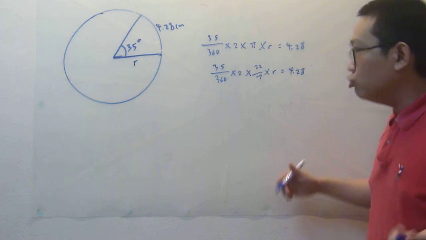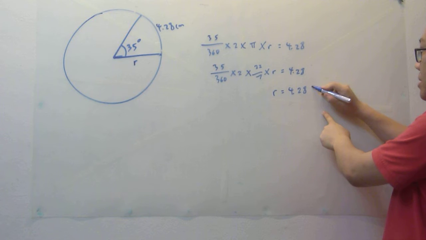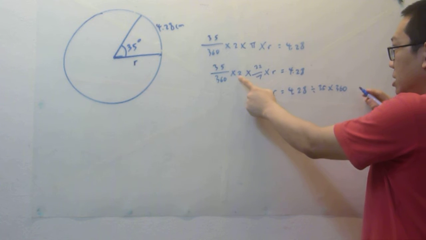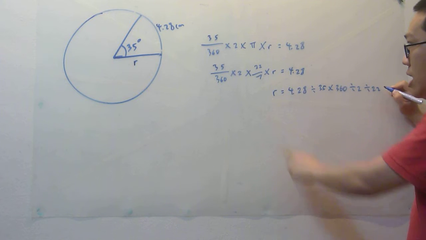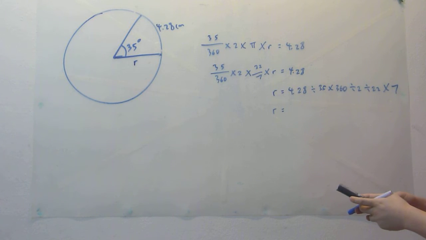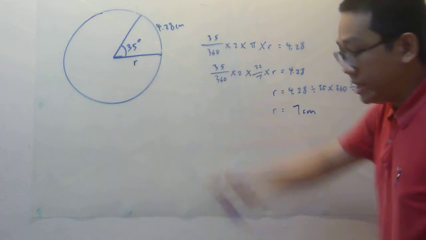Okay, now let's try to solve the algebra. 4.28 times 35 becomes divide by 35, divide by 360 becomes times 360, times 2 divide by 2, times 22 divide by 22, and times 7 divide by 7 becomes times 7. So after I calculate this, let's try the calculator. 4.28 divided by 35 times 360 divided by 2 divided by 22 times 7. So I get 7 cm for the radius.